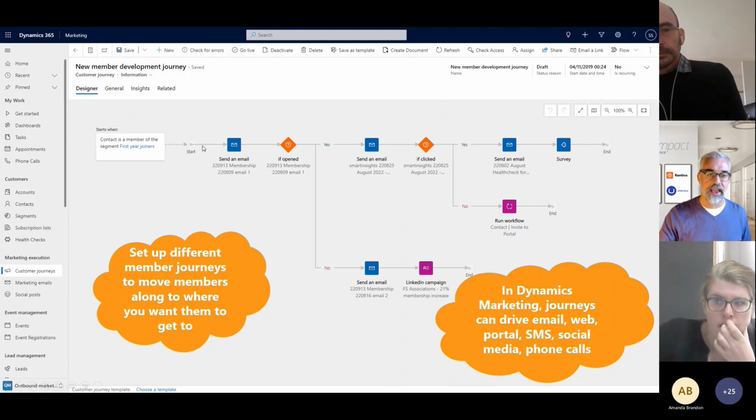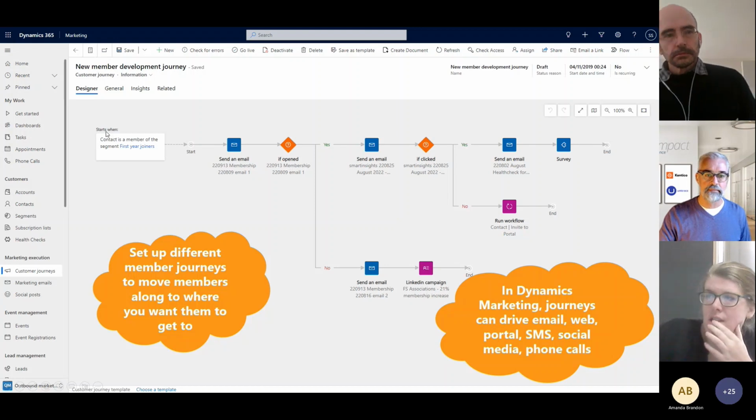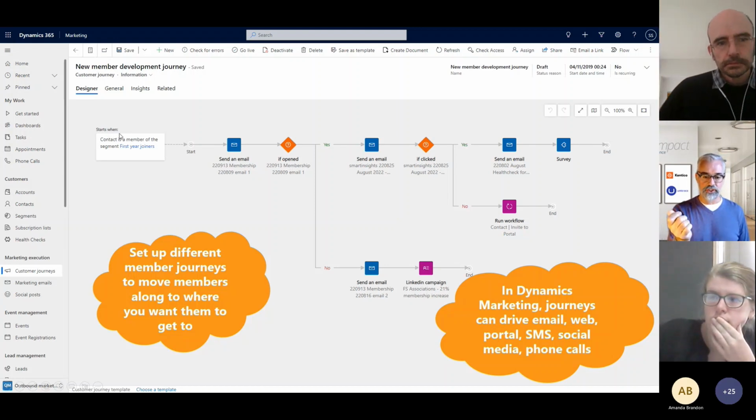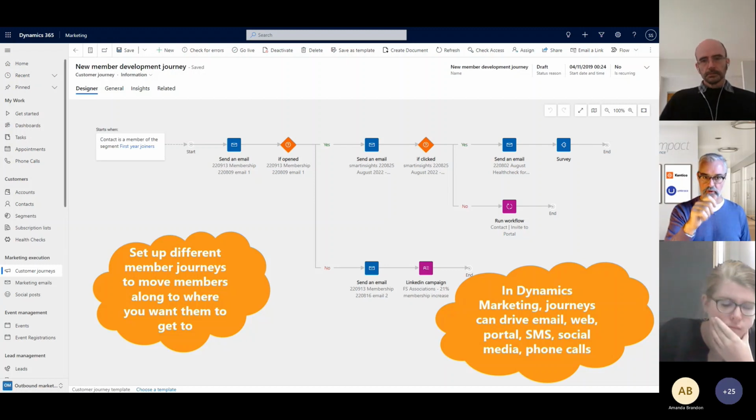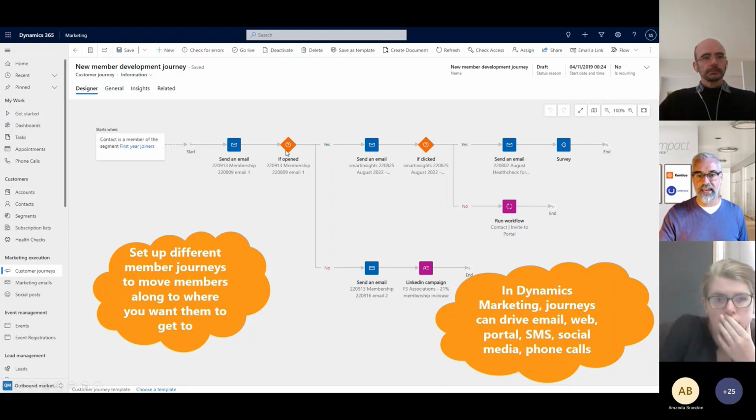Because this has got a live segment, which is the Start When button, anyone who's scoring moves them into this journey, starts the journey from that moment at that speed that you define, because you can say, do this, then wait 3 days, then do this, then wait a month and do this, and so on.